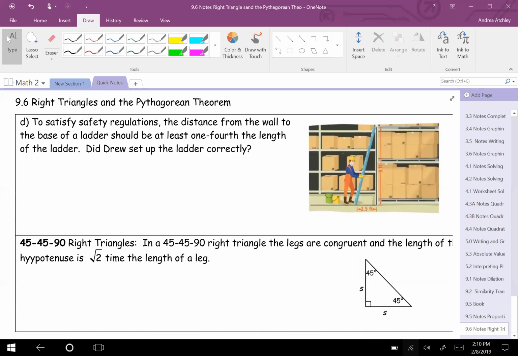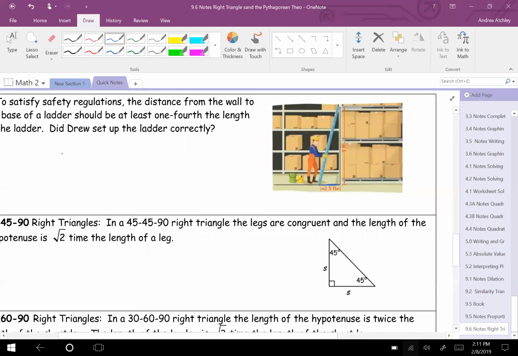Okay, try it now. Okay, we're back up here. Okay, now we're going to apply it to a problem. To satisfy safety regulations, the distance from the wall to the base of a ladder should be at least 1/4 the length of the ladder. Did Drew set up the ladder correctly? So I don't think you guys can see this in your notes, but this side length is 2.5, and this side length is 9 feet. Okay. We need to find the length of the ladder, which in this case is the hypotenuse, my C value.